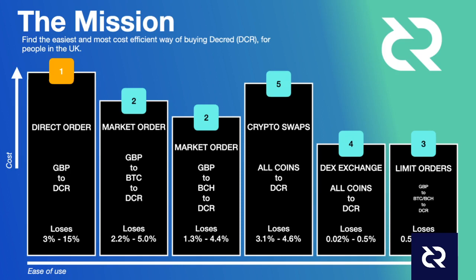way. I predict, and the evidence I'm about to show you suggests, that you're going to lose between 3 and 15%. All of my examples are based on a £100 investment. So with 3% you'll lose £3, with 15% you'll lose £15. So we're going to try and make that loss as small as possible.